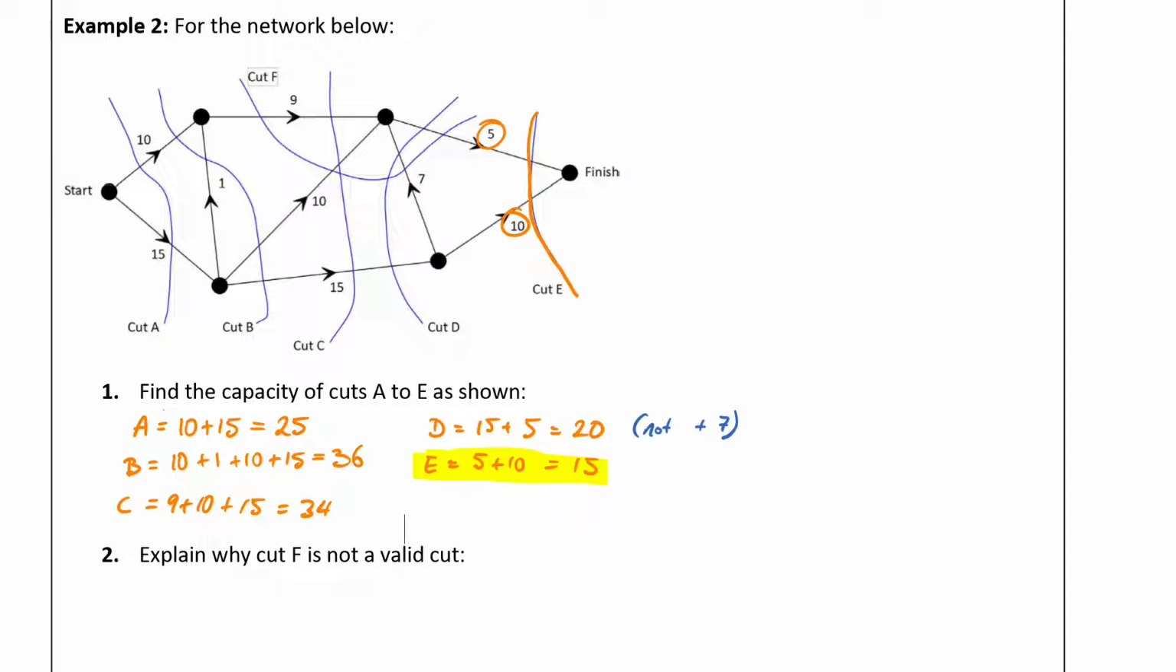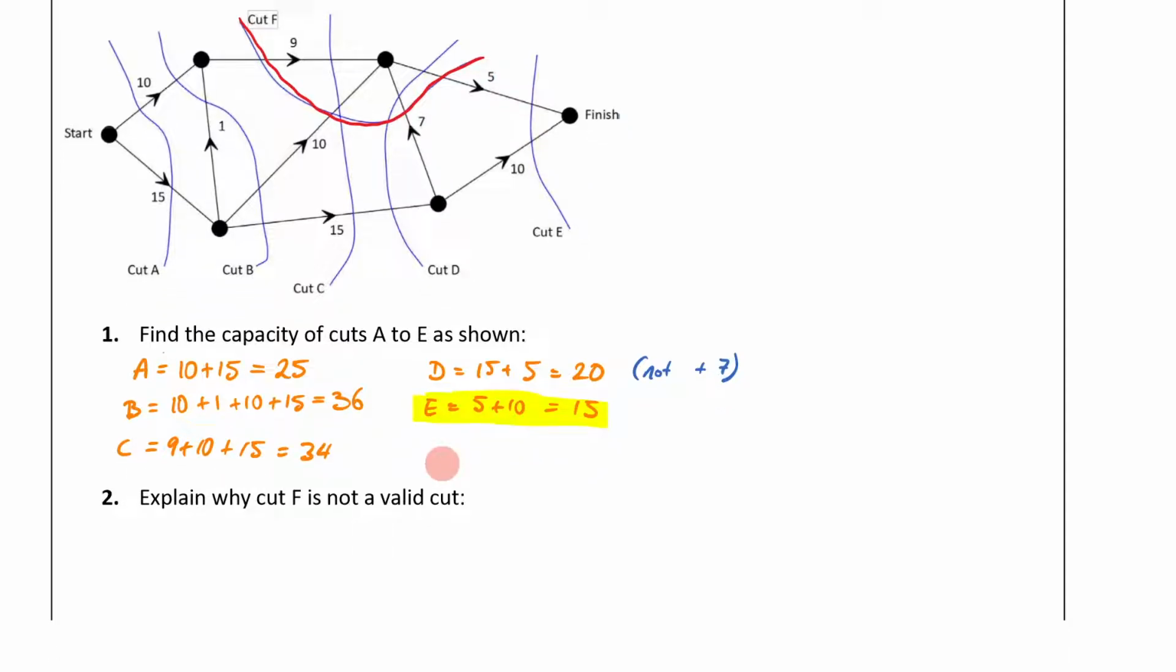All right, the next thing this question gets us to do is explain why cut F is not a valid cut. So let's look at cut F here. Cut F is here to there. All right, why isn't that a valid cut? Well, it does not fully separate the source from the sink. So let's write that down.